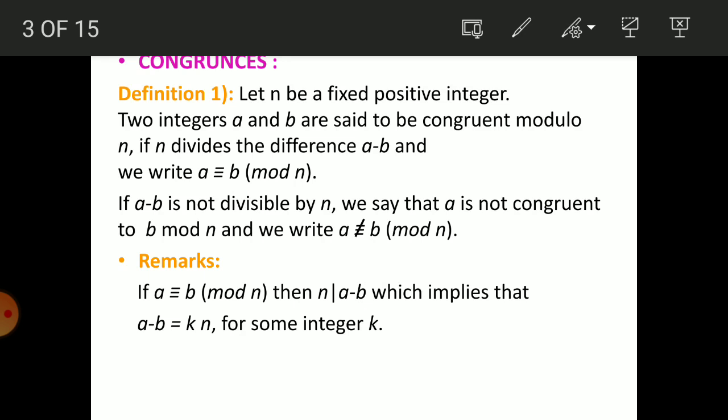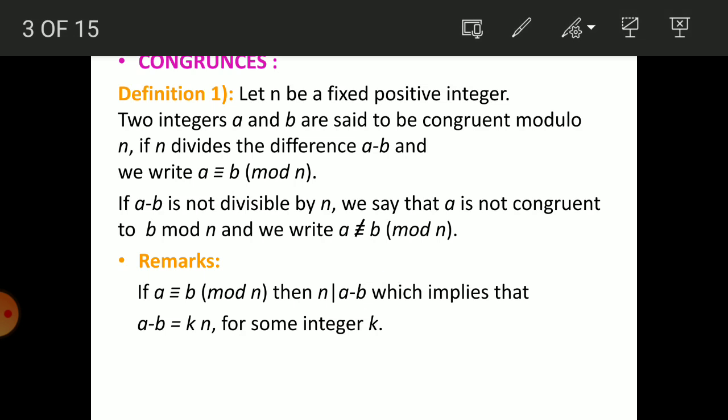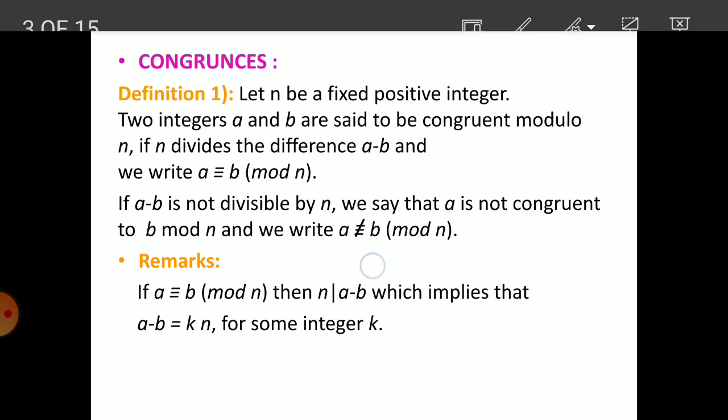If the difference a minus b is not divisible by n, we say that a is not congruent to b mod n, and we write a is not congruent to b mod n, that is a slash on the congruence symbol.